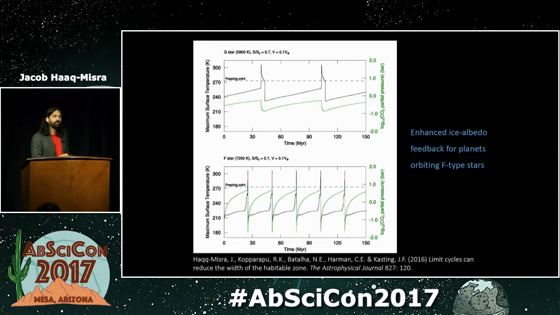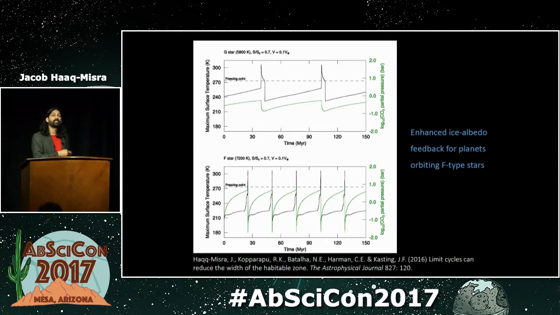This limit cycle phenomenon doesn't behave the same around all stellar spectral types. It's actually a function of stellar type. So here's the plot I just showed you, exactly the same. That's around a G star. Here I've kept the parameters the same, still 70% of solar constant, same volcanic outgassing rate.